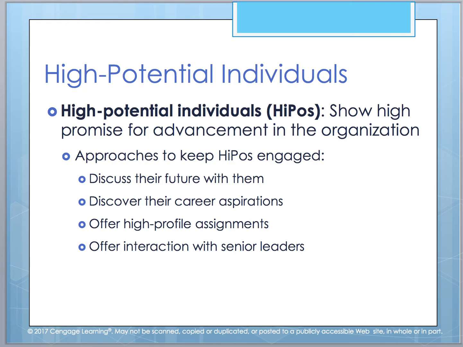Hypos, high potential individuals. They show high promise for advancement in the organization. You can already see them. You can visualize them working their way up the corporate ladder. You have to consider how you can keep these individuals engaged. That's by discussing their future with them, discovering what their aspirations are, offering them high-profile assignments, offer interaction with senior leaders, putting them at the side of a senior leader, whether it's in a luncheon, a brunch, a breakfast, or a meeting, can be inspiring, and it can help them aspire to go further up.